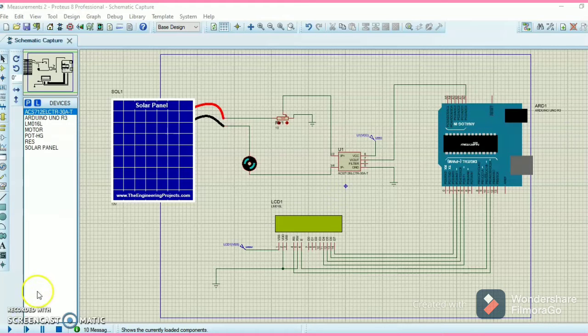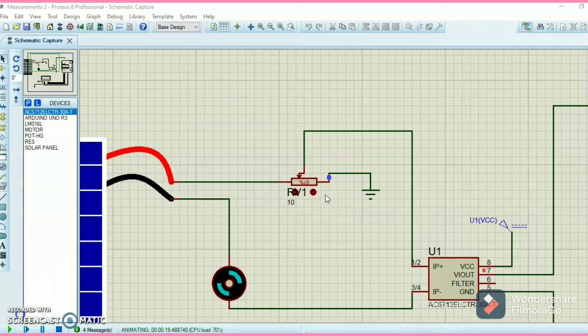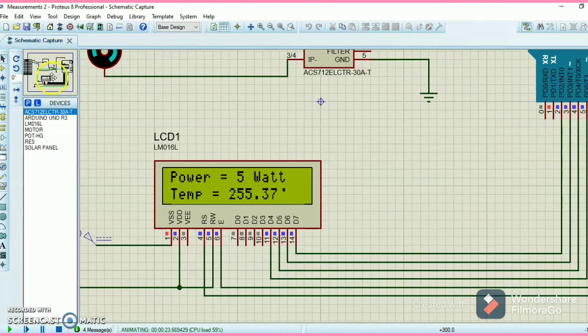Now let's run the simulation to see the value of temperature. The temperature is 253.91 degree. Now I changed the percentage of the potentiometer from 20% to 67%. The temperature showed 255.37 degree.